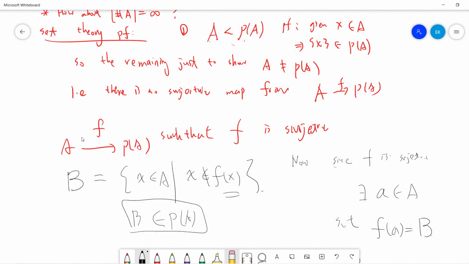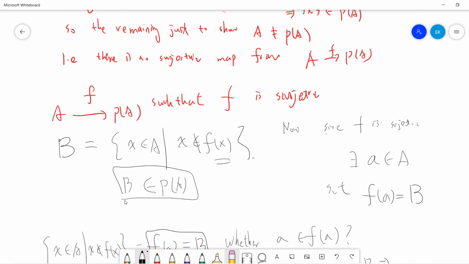Let's assume that we have such an F that is surjective, then create a set called B. B means that we collect all the elements x of A such that x does not belong to F of x. Now you see, F of x is a subset of A. It belongs to the power set. So it's reasonable to ask whether an element of A belongs to some element of the power set of A. Notice that B is a subset of A, so B is also an element of P(A).